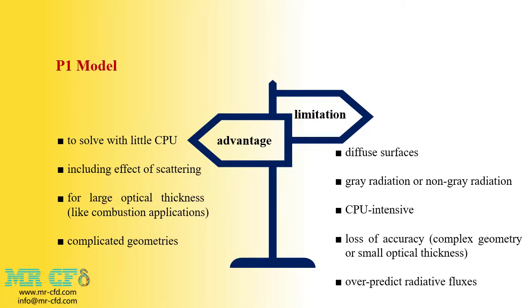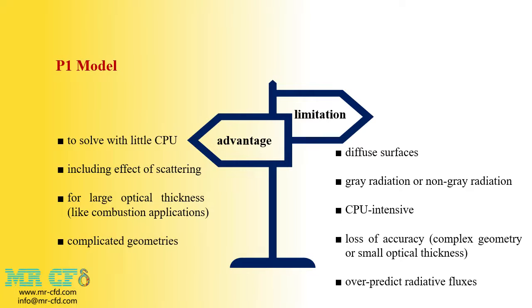On the other hand, we discussed the limitations of this model compared to the previous method here now. First, this method, like the DTRM method, considers the surfaces as diffuse. Second, this method is limited to gray radiation or non-gray radiation with the non-gray band model. Regarding the non-gray band model, we will give a comprehensive explanation below.